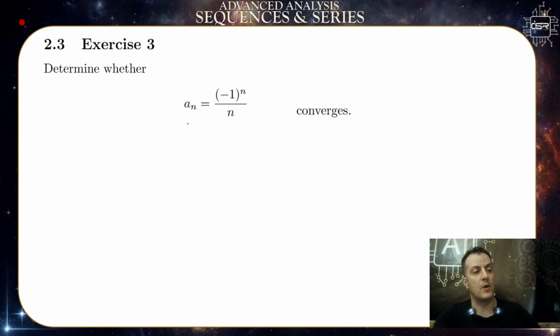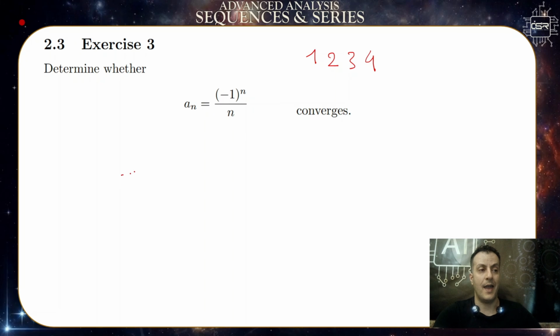3. Determine whether a_n is equal to (-1)^n divided by n converges. Now, n keeps switching from an odd to an even number, because as n increases, it's equal to 1, then 2, then 3, then 4. If you notice, it keeps flipping between an odd number and an even number.